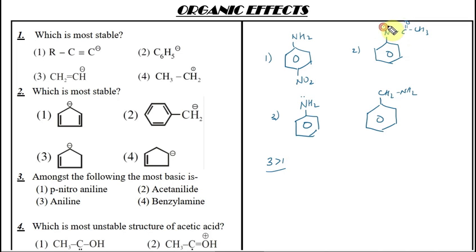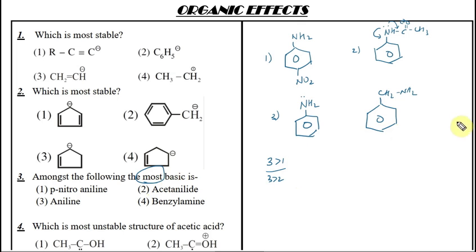Acetanilide, when you look at it, this lone pair is in conjugation just like aniline. So basicity is less than ammonia. Not only that, this lone pair is also in conjugation with this C double bond O. So it's going to pull electrons inside. So I know my 3 is greater than 2. Between 1 and 2 we will see later. We are just going to find the most basic.